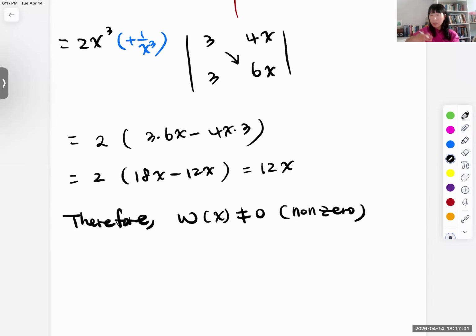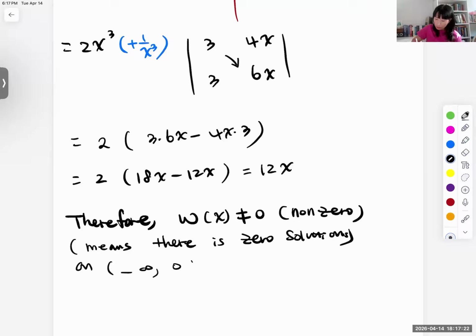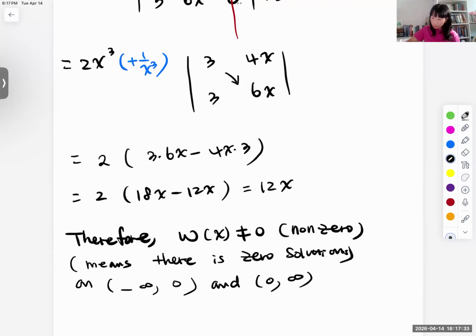Okay, negative infinity to 0, and 0 to positive infinity, right? Yeah, so note, we can't have x equal to 0 since 0 is excluded. x is not included.